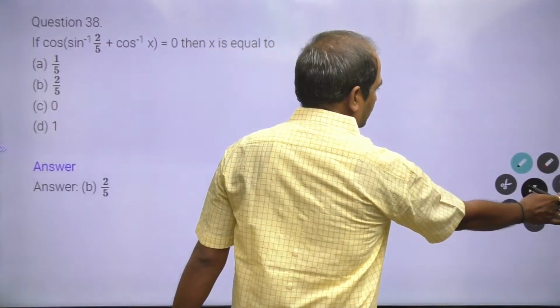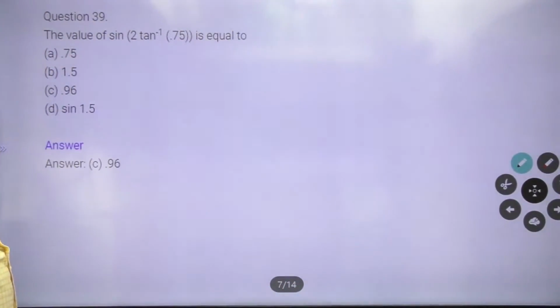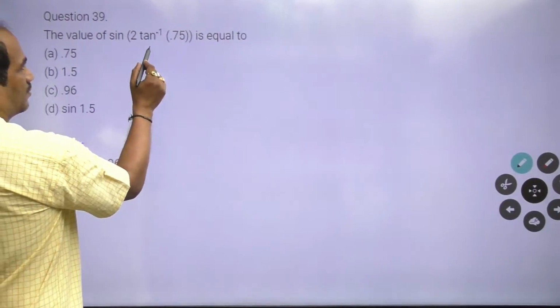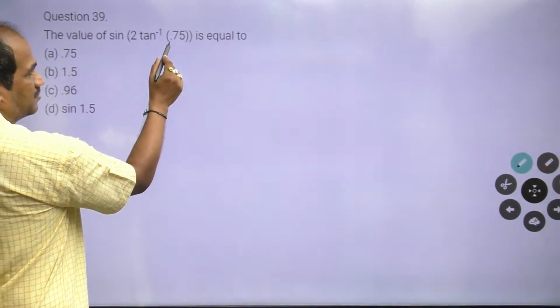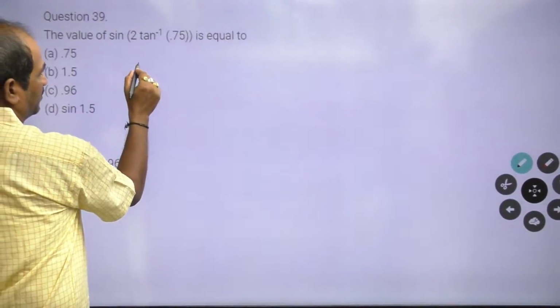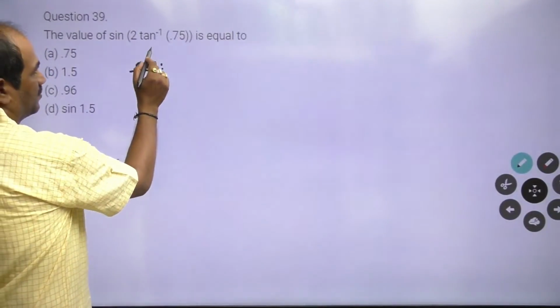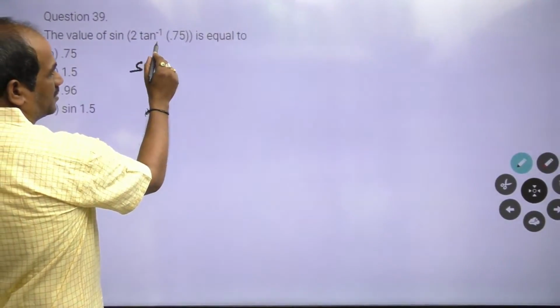Okay, next, see here in this next question: the value of sin of 2 tan inverse 0.75. So take this one here, in this solution.